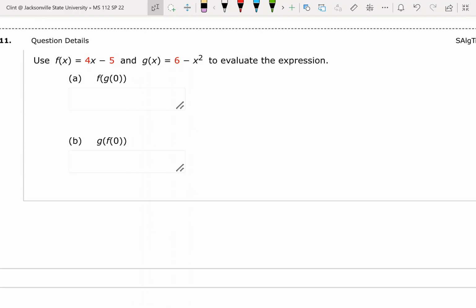Okay, number 11 gives us two functions, and we've got two things to find. Part A says find f of g of 0. Part B says find g of f of 0.